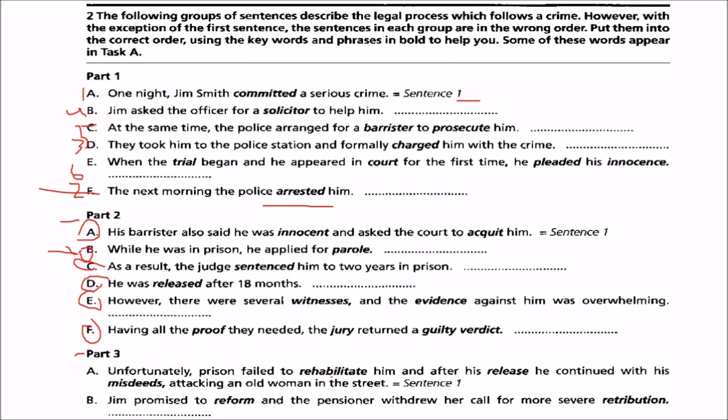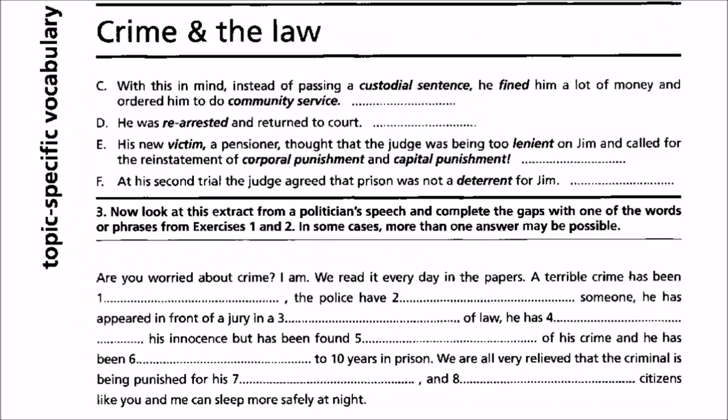Unfortunately, prison failed to rehabilitate him, and after his release, he continued with the misdeeds, attacking an old woman in the street. Then we come to D. He was rearrested and returned to court. Then we have F. At the second trial, the judge agreed that prison was not a deterrent for Jim.